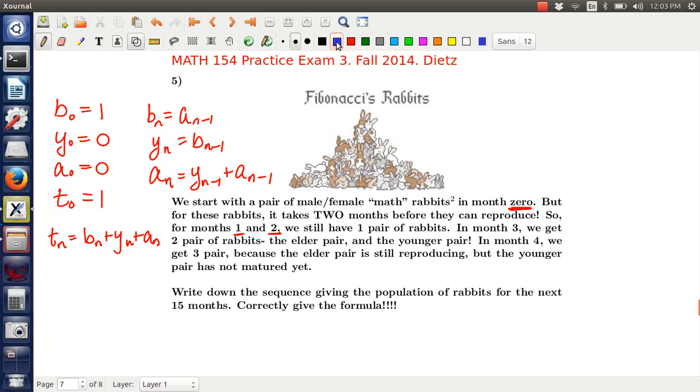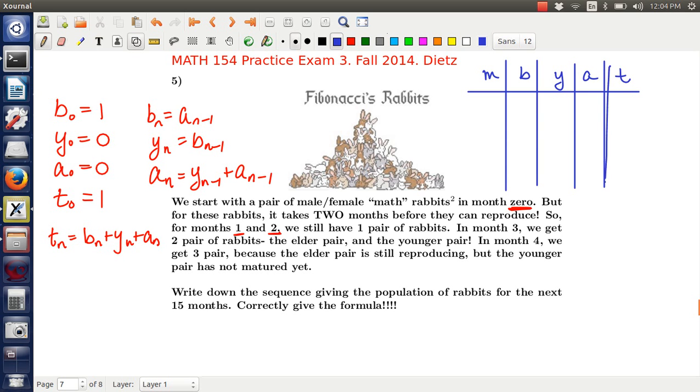So let's go ahead and make this grid. Okay, so you have month, babies, youth, adult, total. And remember, this is in pairs. Trying to draw this as a double bar. There we go. So this is pairs. All of these are in pairs.